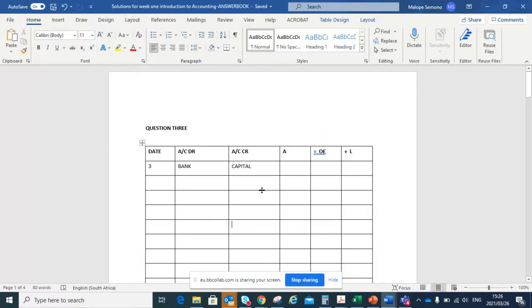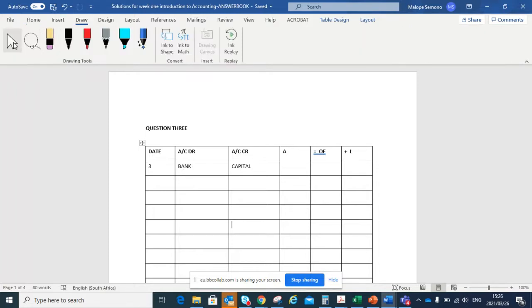Can you see here? Now I ask myself a question. Bank, as you can see, bank here. Bank is an asset. It means I'm going to record it under assets. Capital is an owner's equity, meaning I'm going to record under owner's equity. So it means under liabilities, I don't have liabilities. I must put 0 so that I cannot make a mistake of coming here. You can either put 0, you can either put dash, it's up to you, or you can even write nil if you want.